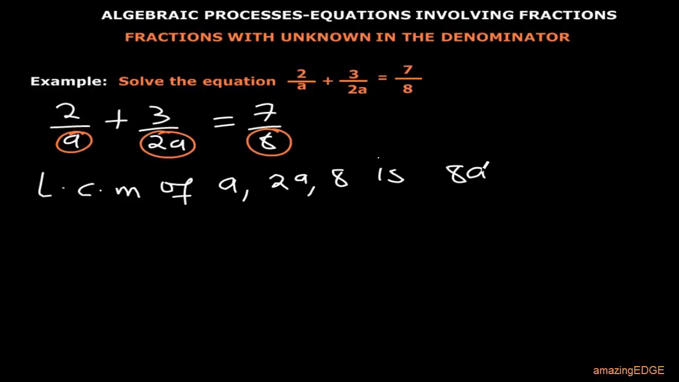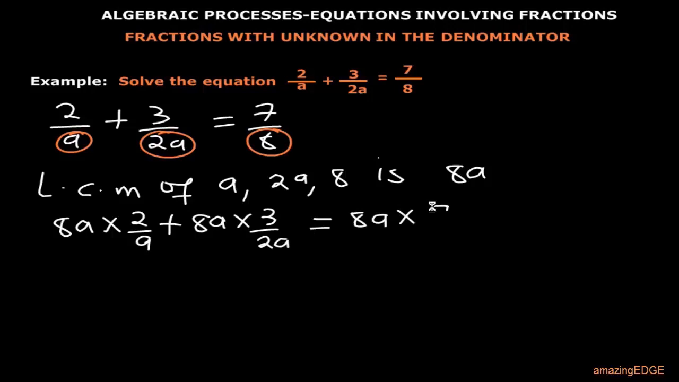So you now have 8a times 2 over a plus 8a times 3 over 2a. I'm multiplying every term. Then on the right hand side, I have also 8a times 7 over 8. You agree with me that here, this a will cancel out a here. Then 2a divides 8a gives us 4. Then here 8 will divide this 8, so you are left with a there.